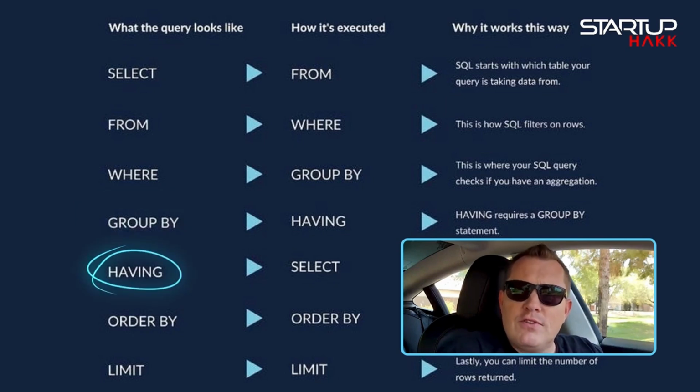Having. The having clause is used to filter the result set after the group by operation has been performed. It specifies conditions for filtering aggregated data. Similar to the where clause, rows that do not meet the criteria are excluded from the final result.